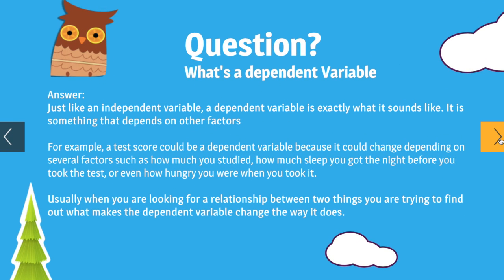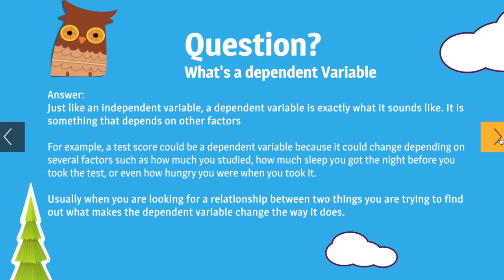What's a dependent variable? Just like an independent variable, a dependent variable is exactly what it sounds like. It is something that depends on other factors. For example, a test score could be a dependent variable because it could change depending on several factors, such as how much you studied, how much sleep you got the night before you took the test, or even how hungry you were when you took it.